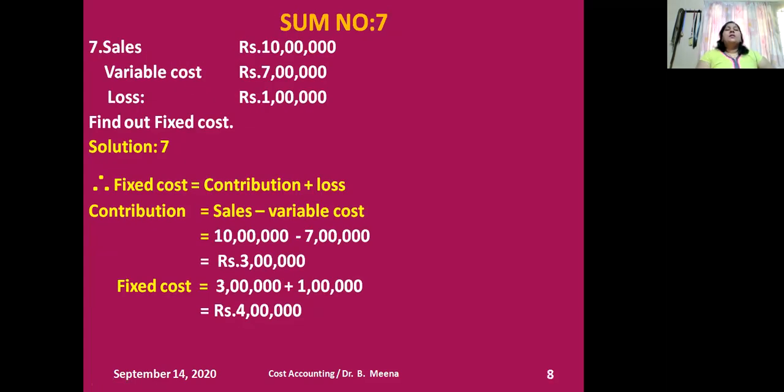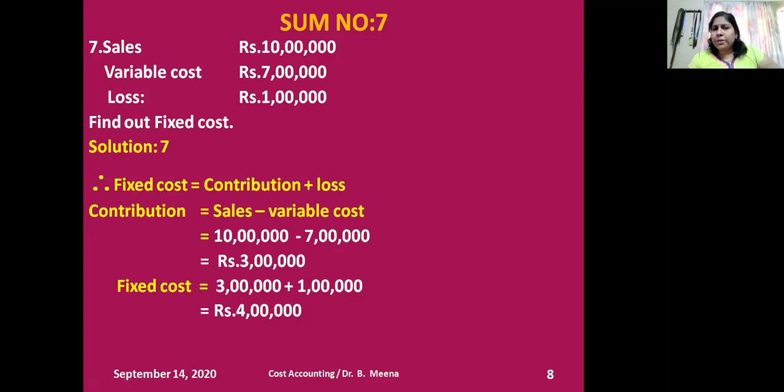Next sum is sales 10 lakhs, variable cost is 7 lakhs, loss is 1 lakh. The question is fixed costs. Find out the fixed costs. So whenever we have loss, we can substitute this formula to calculate the fixed cost. Already I told you in the previous video when I was discussing the formula for marginal costing. What is that formula for fixed cost? It's all derived from the marginal cost statement only.